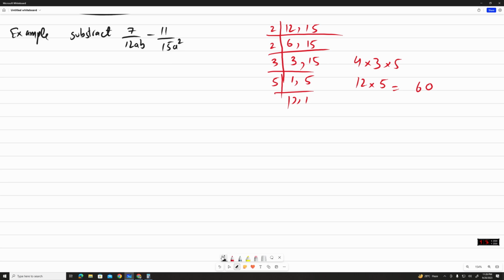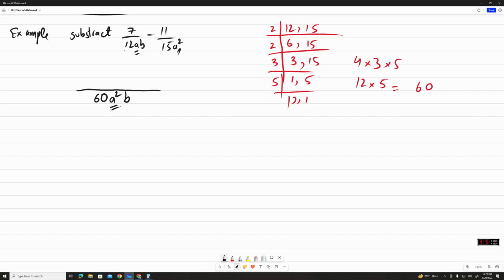So in the denominator, we are sure we will have 60. Now we need to pick a variable to represent each kind of variable. This one is a square, this one is a, so we pick the highest power, which is a squared. Coming to b, we have only one b and we will select that b. This is going to be your LCM in the denominator.